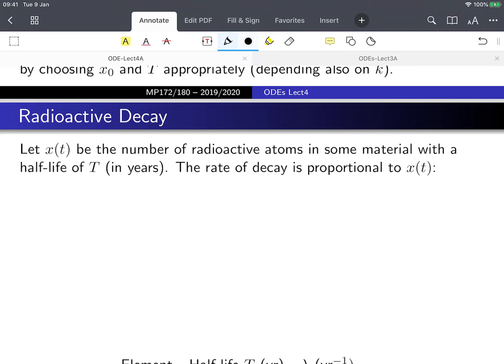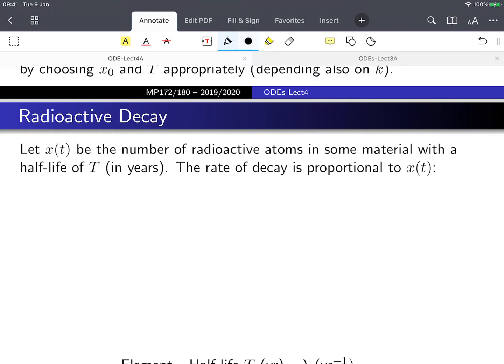Let's just read this. Number of radioactive atoms in the material with half-life of T. So yeah, let's find out what that means. Activity, radioactive decay, half-life. The rate of decay is proportional to x of t. So you just told this. It's true by and large. You can find it experimentally that the rate of decay is proportional to x of t.